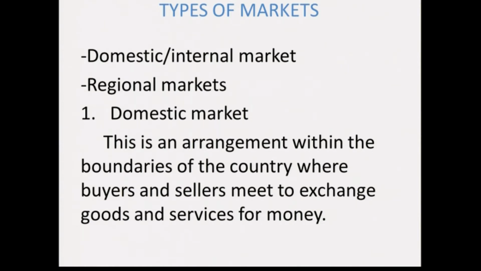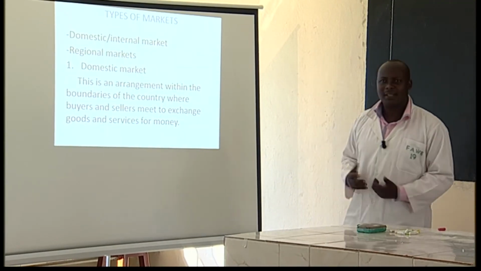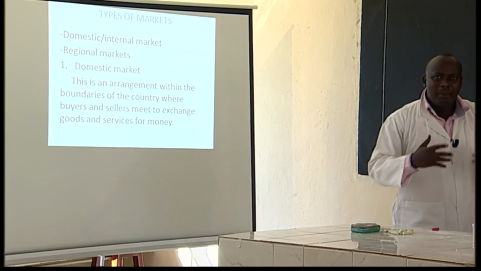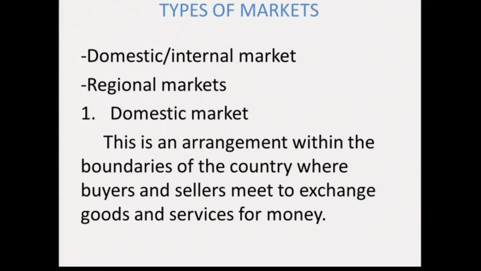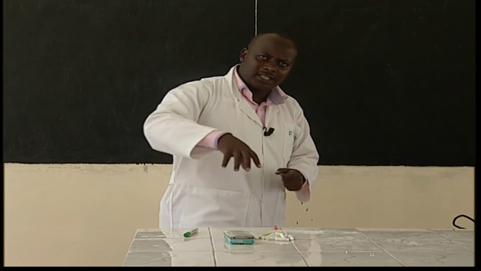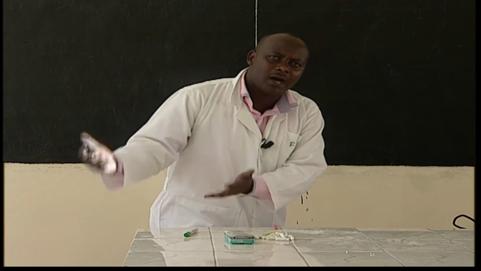Now, what is an internal market? What do you understand by an internal market or a domestic market? An internal market is an arrangement within the boundaries of a country where buyers and sellers meet to exchange goods and services for money. That is what we call a domestic market or an internal market. It is trade that is carried out within the boundaries of the country. Trade is restricted within the country and is not carried out beyond the borders of the country.